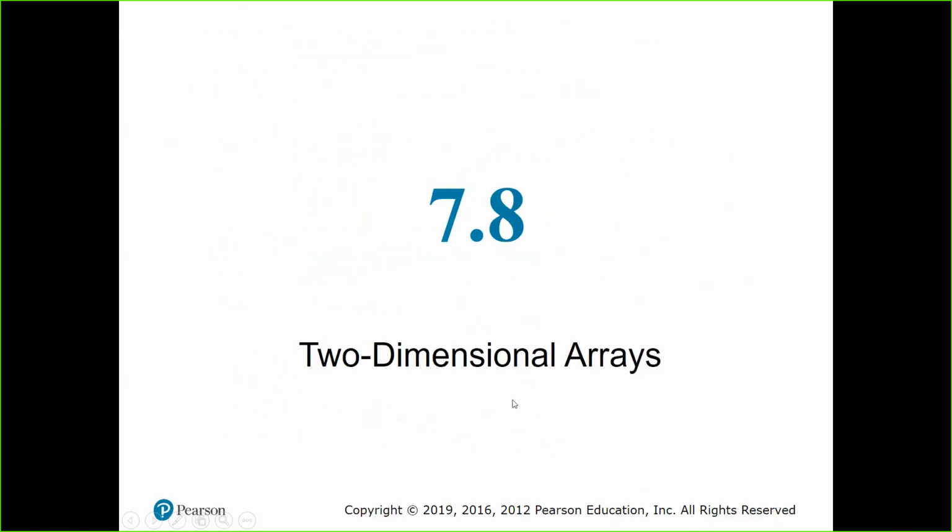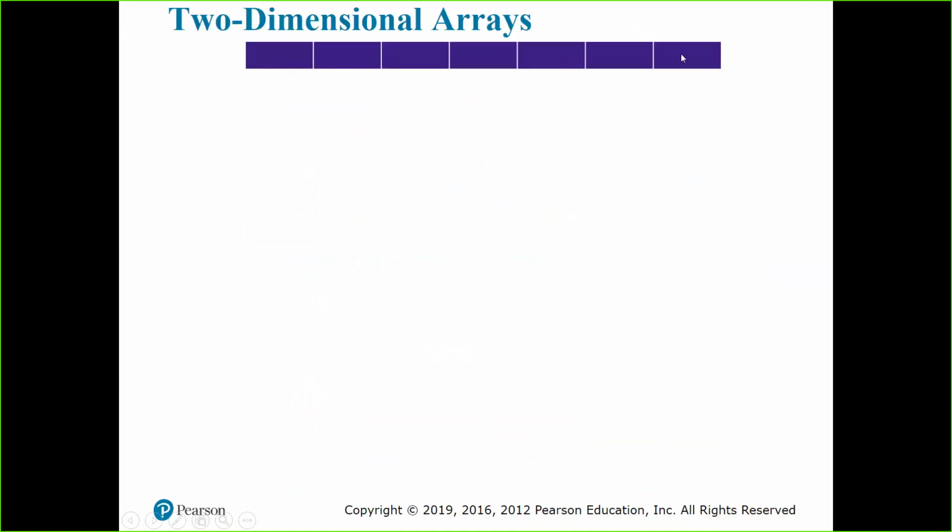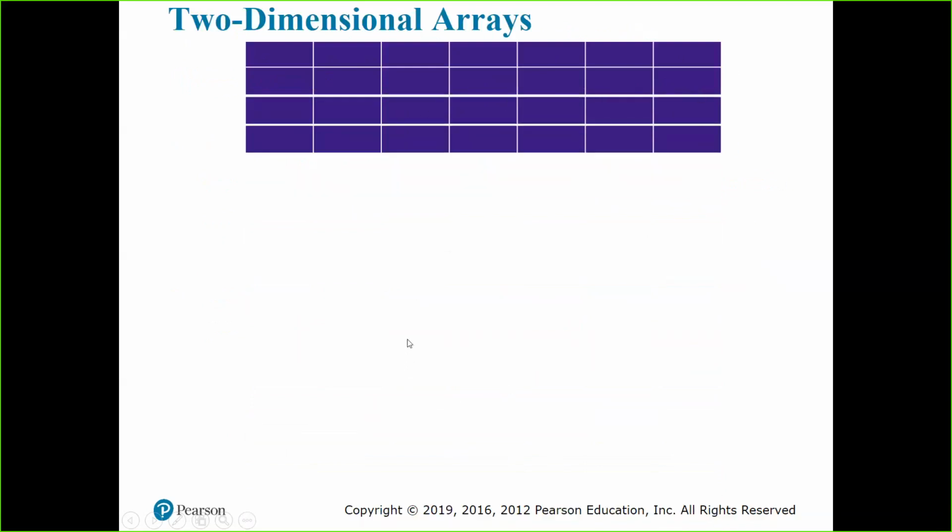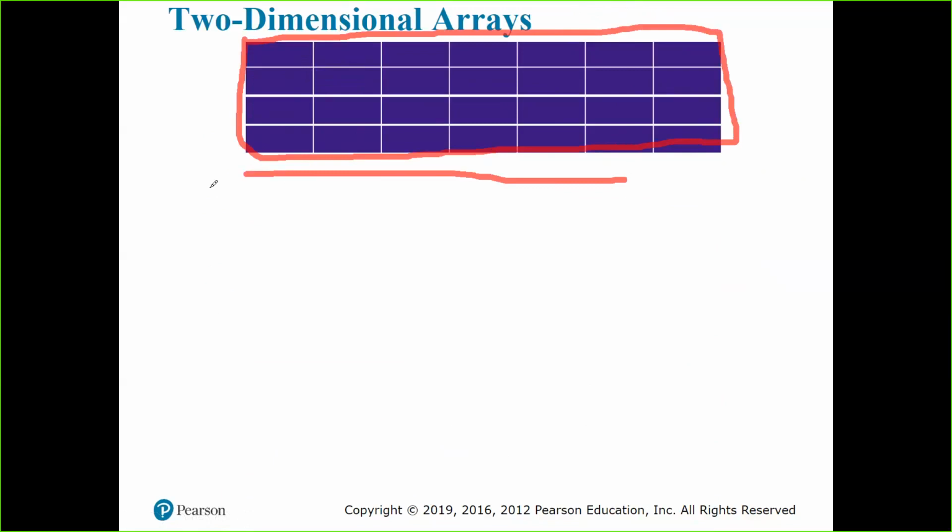Two-dimensional array. So what is a two-dimensional array? Let's look at a one-dimensional array. Let's suppose this is one array. Then if we have another one-dimensional array, we put it like this, and another one-dimensional array, and we put it just below. So finally, if you look at this, it is actually a table, and now it is two-dimensional, horizontal and vertical.